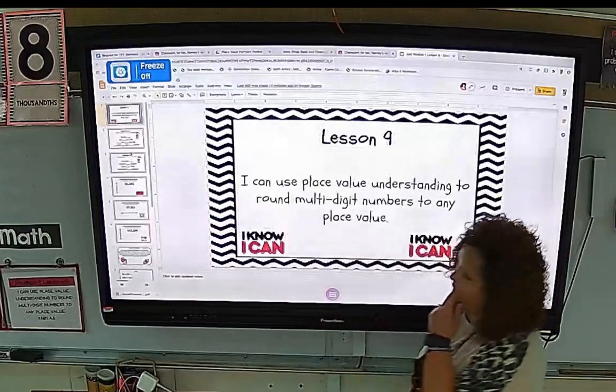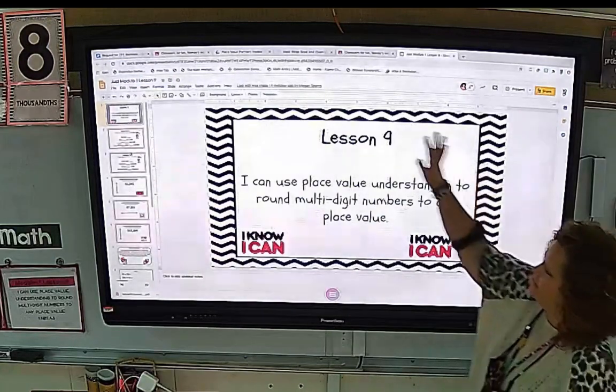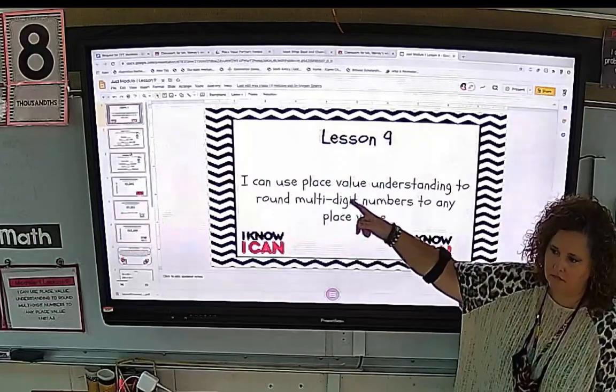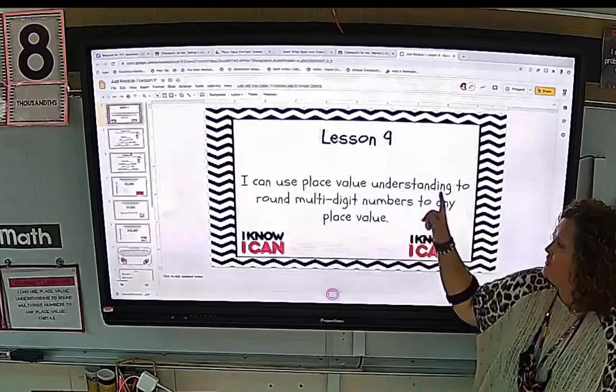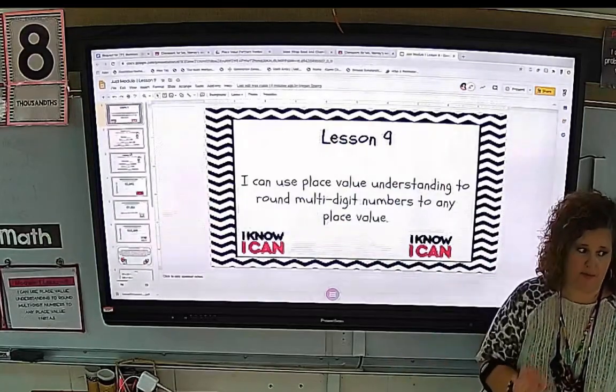There we go. All right, we are jumping into lesson 9 today. Lesson 9 says I can use place value understanding. That means what I know about place value. You guys know a lot about place value.